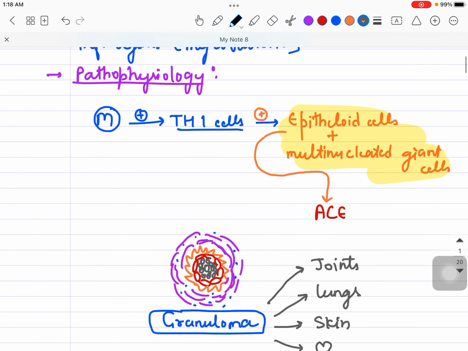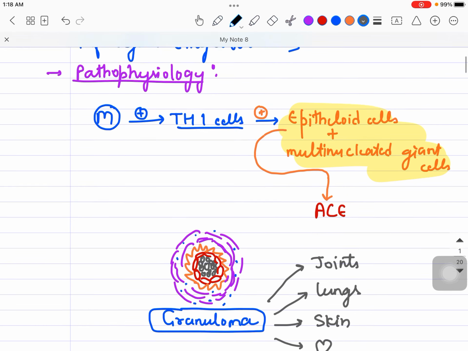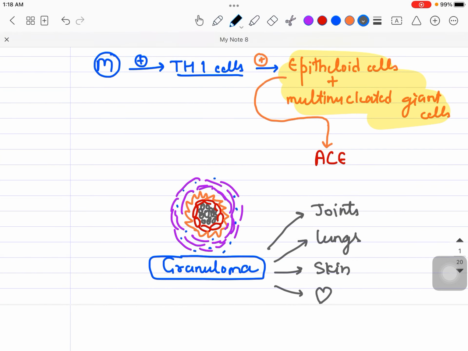So pathophysiology, once again: macrophages will be stimulating the T helper 1 cells. They will be stimulating the epithelioid cells and the multinucleated giant cells. Then the epithelioid cells will be releasing the ACE. Along with that, they will be releasing the cytokines.